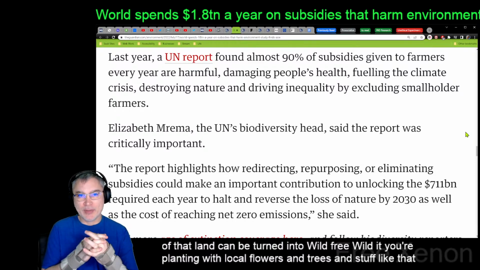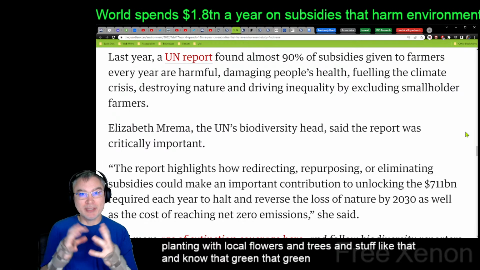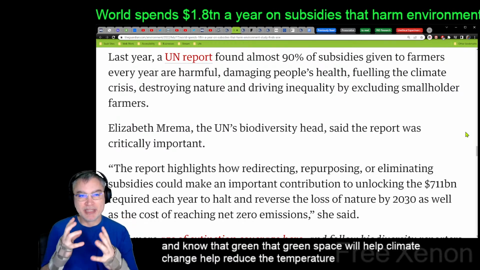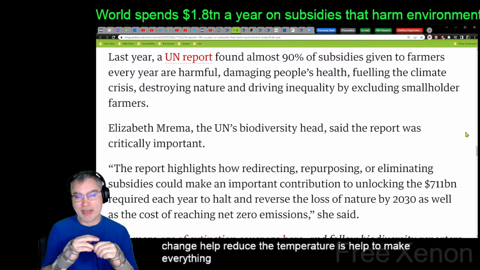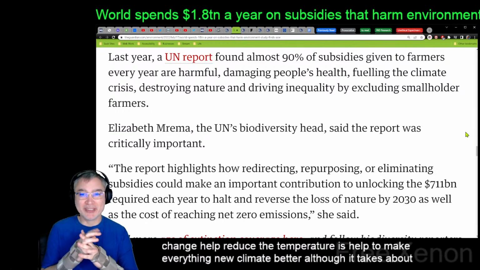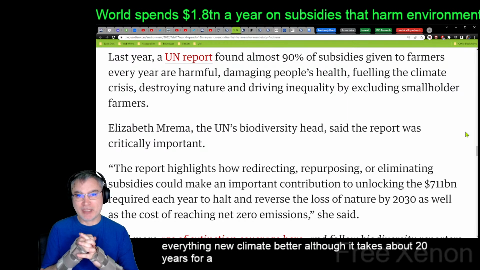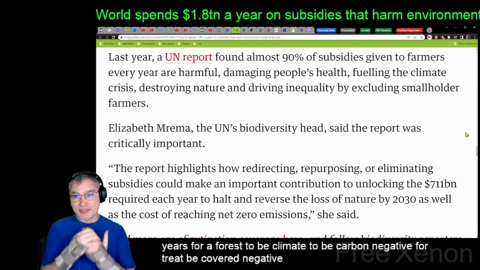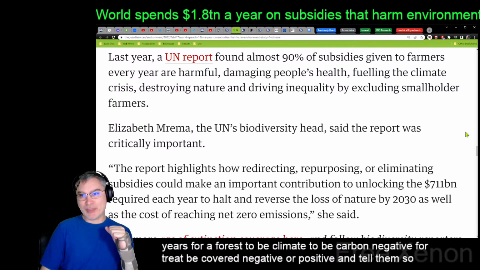And that green space will help with climate change, help reduce the temperatures, help make the climate better. Although it takes about 20 years for a tree to be carbon negative. It's carbon positive until then. So kind of one of those things.